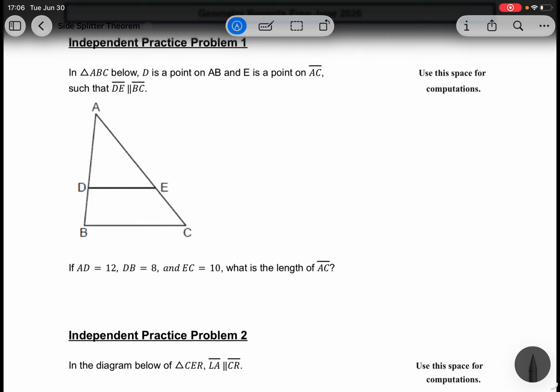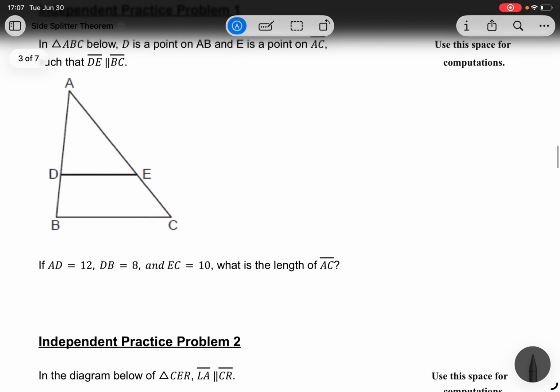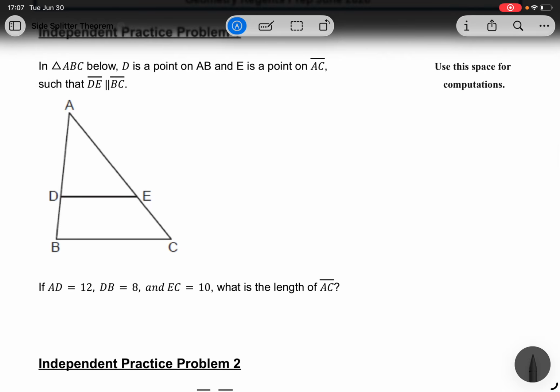Next up, we have practice problem number 1. So take a moment to pause the video. I want you to draw your diagrams on your own, label the sides, and see if you can determine what the length of AC is. Okay, I'm going to start going over it. You should have had some time to do this on your own if you paused. If you don't feel comfortable yet, just follow along.